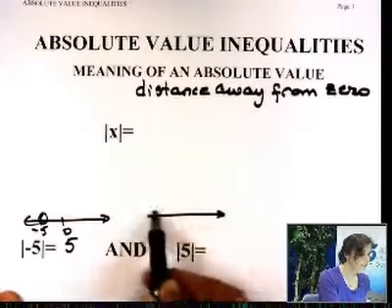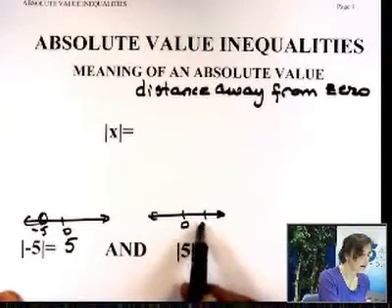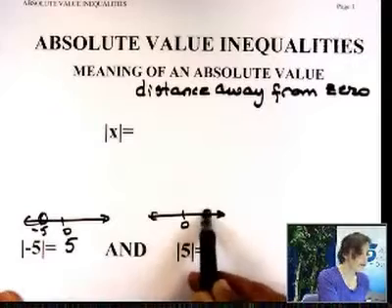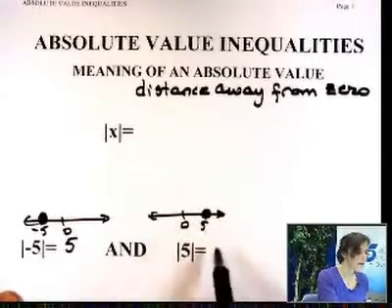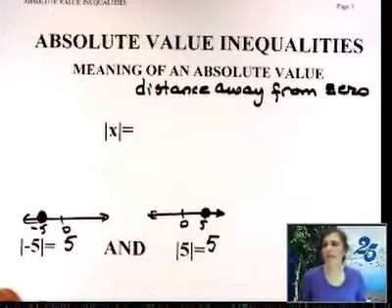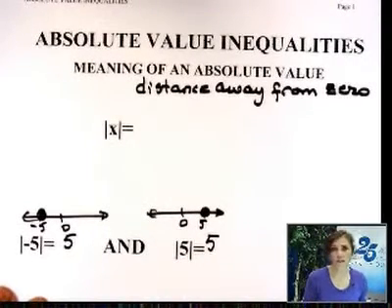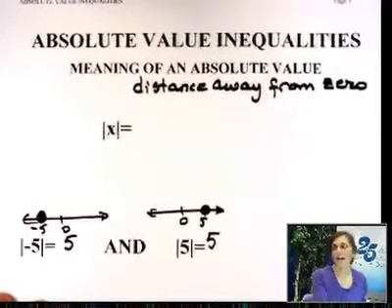Let's look at 5. How far away from zero here? I am 5 steps away. Because of that, the absolute value of -5 and the absolute value of 5 are both 5. Now, how do I write that in algebra?